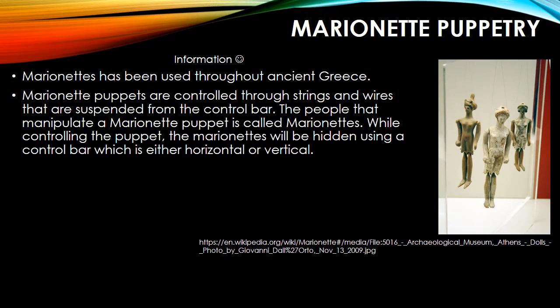Next one we have marionette puppetry. Marionettes have been used throughout ancient Greece. As you can see through the picture to the right of the text, it's an ancient Greek marionette picture. Marionette puppets are controlled through strings and wires that are suspended from the control bar. People that manipulate the marionettes are called marionettists. While controlling the puppet, marionettists will be hidden using the control bar, which is either horizontal or vertical.